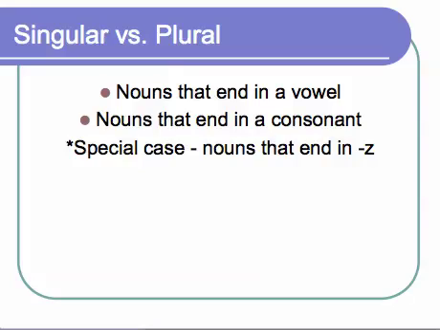Next, we need to talk about how to make nouns plural in Spanish. It's pretty easy. There's basically two rules and one exception. The first rule, if a noun in Spanish ends in a vowel, like libro, you simply add an s to make it plural, libros. If a noun ends in a consonant like capital, you add es to make it plural, capitales. And the one special case is when a noun ends in z. You have to change the z to a c and add es to make it plural, lápices, for example. And those are basically the rules for making nouns plural in Spanish.